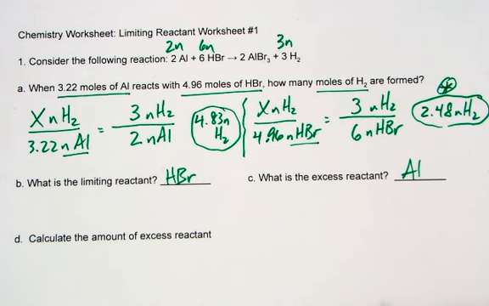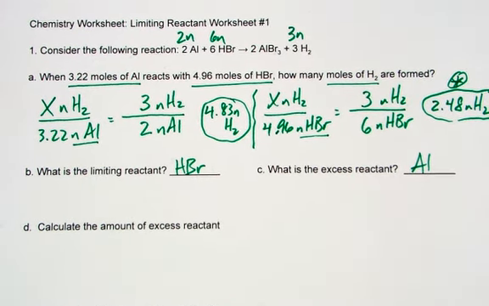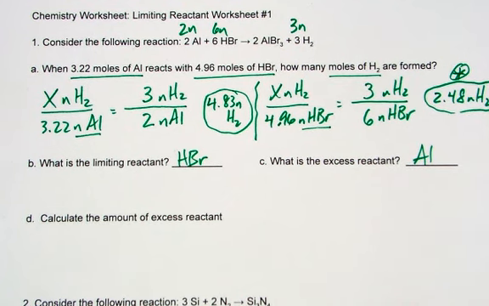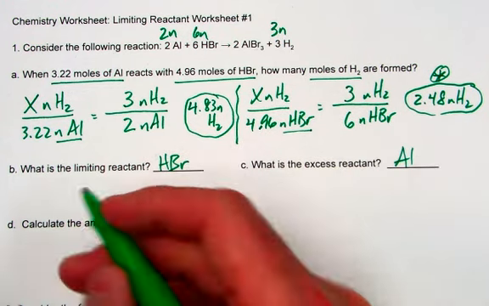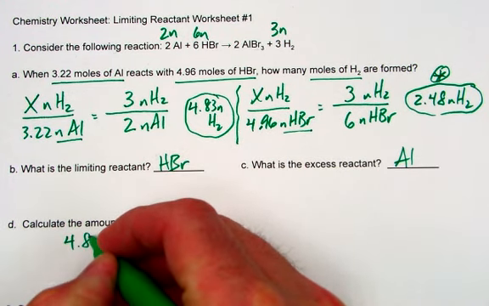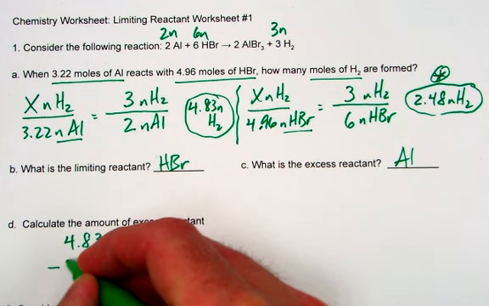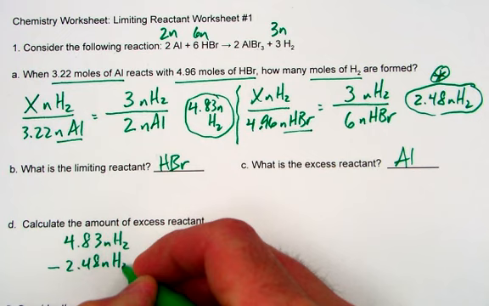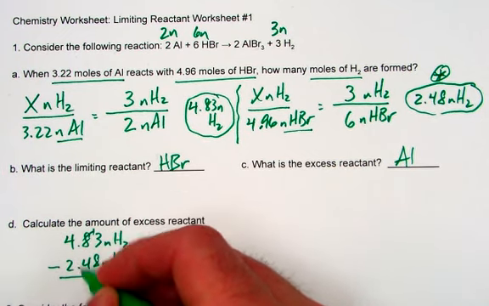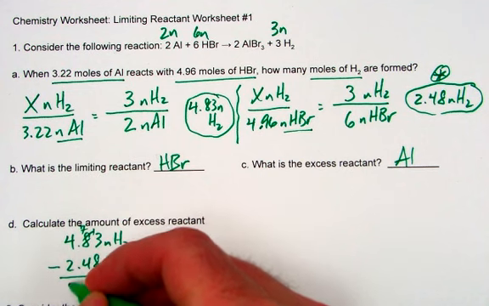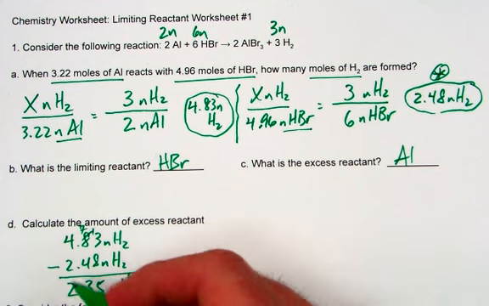Now to calculate the amount of excess reactant, there's a few different ways of doing this. The method that students tend to like is we take these two numbers and subtract them. That's the first step. So 4.83 moles of hydrogen minus 2.48 moles of hydrogen. Okay, and let's see if we can do this here. This is a 7. So 2.35 moles of hydrogen. All right. Now, we're not done yet.